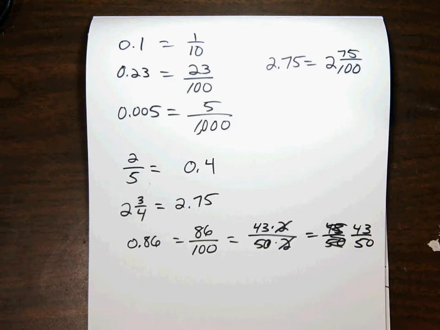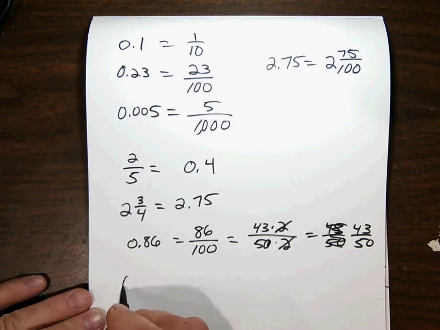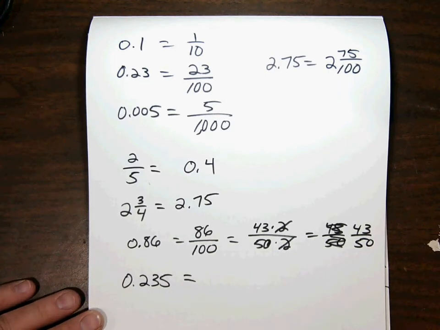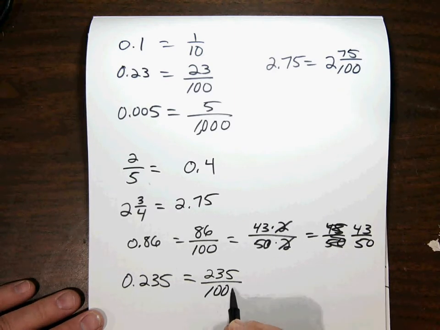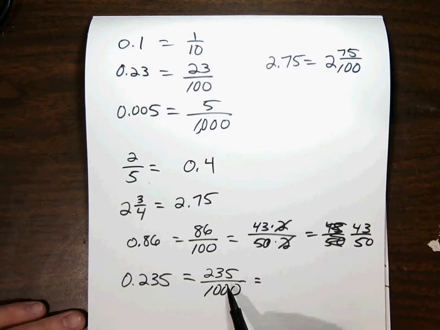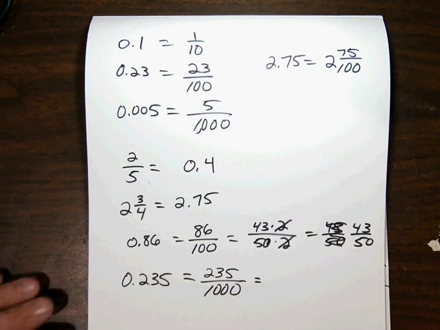All right, bigger ones, if we had 0.235, you know where we're going with this, that's 235 1,000ths. Okay, might be a little more challenging to reduce that one. Okay, we would have to see what we can do here. Well, we know, what do we know? We know we can divide by 5 anyway, right?